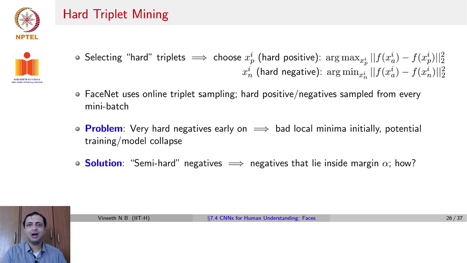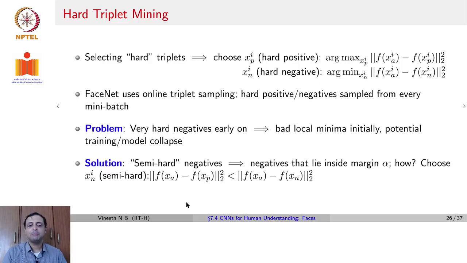How do you choose semi-hard negatives? We ideally want to choose negatives that lie inside the margin. Alpha was the margin. So we want to choose those kinds of samples to start with. It may not necessarily be the minimum distance, but we want to choose a negative sample that is inside the margin. How do you choose such a semi-hard example? You can pick f of xa minus f of xp squared is less than f of xa minus f of xn. You ignore the alpha that we had, and this way you may end up choosing samples that are lying inside the margin while you train initially.